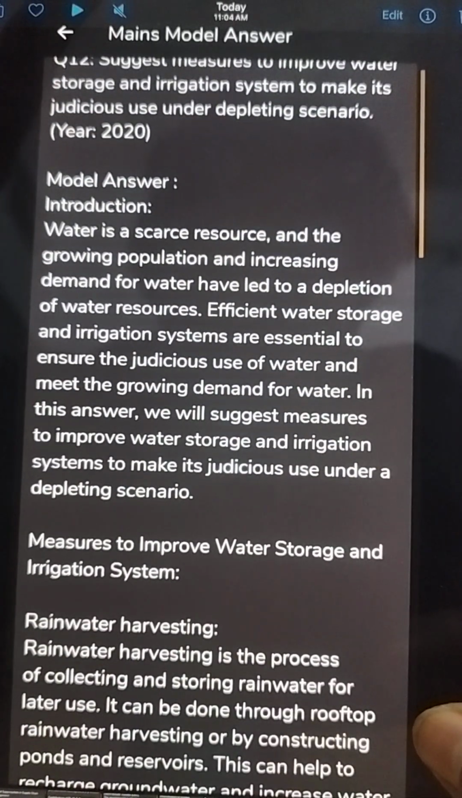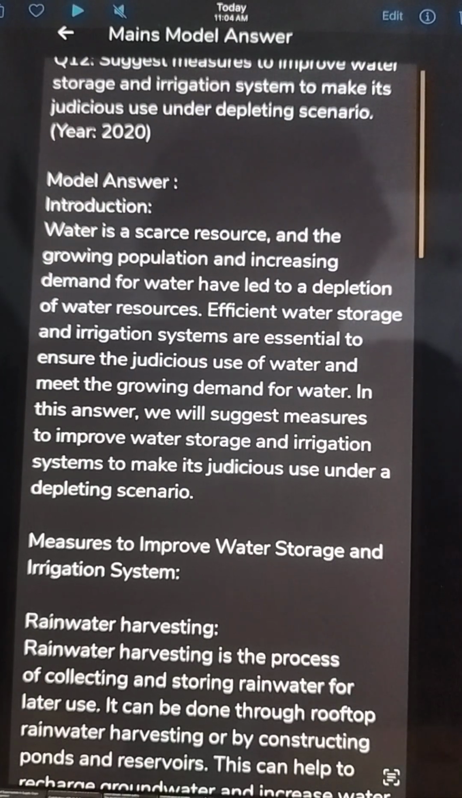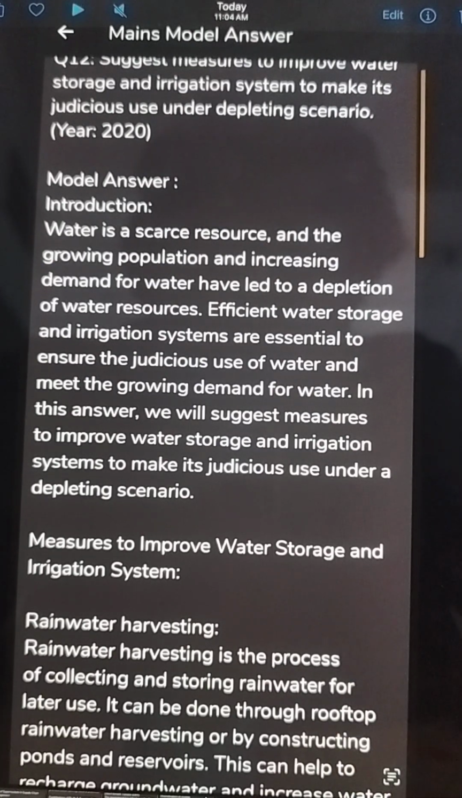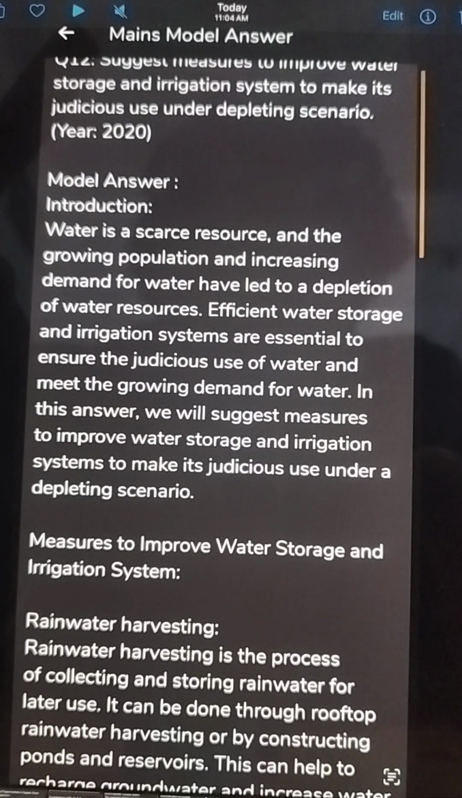Then comes the question: suggest measures to improve water storage and irrigation systems to make its judicious use under the depleting scenario. Water is a scarce resource, and growing populations and increasing demand for water have led to depletion of water resources. Efficient water storage and irrigation systems are essential to ensure judicious use of water and meet the growing demand for water. In this answer, we will suggest measures to improve water storage and irrigation systems to make its judicious use under the depleting scenario.